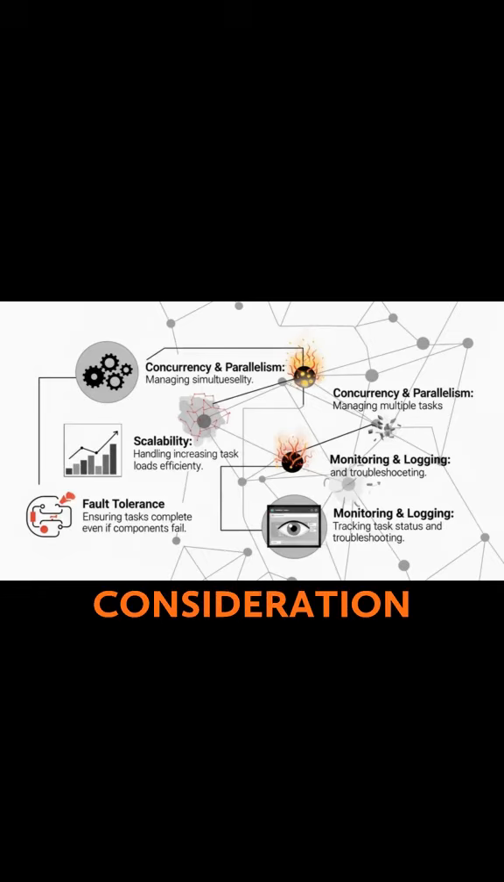Another critical consideration is fault tolerance. What happens if a worker process crashes in the middle of a task, or if the server hosting your scheduler goes down? A robust system needs mechanisms to detect failures, retry failed tasks, or ensure tasks complete successfully even in the face of component failures. Finally, and often overlooked, is monitoring and logging.